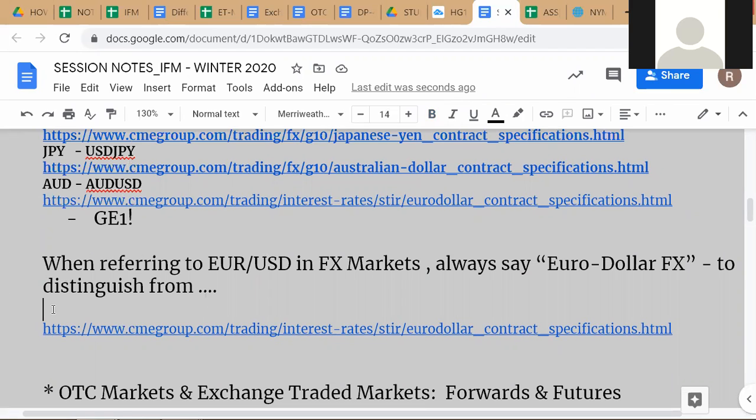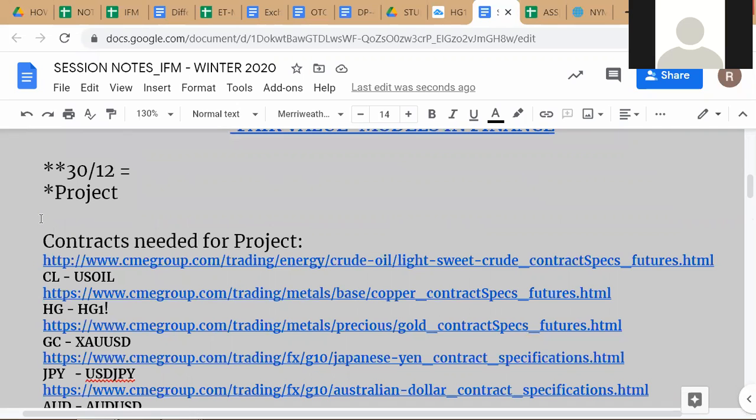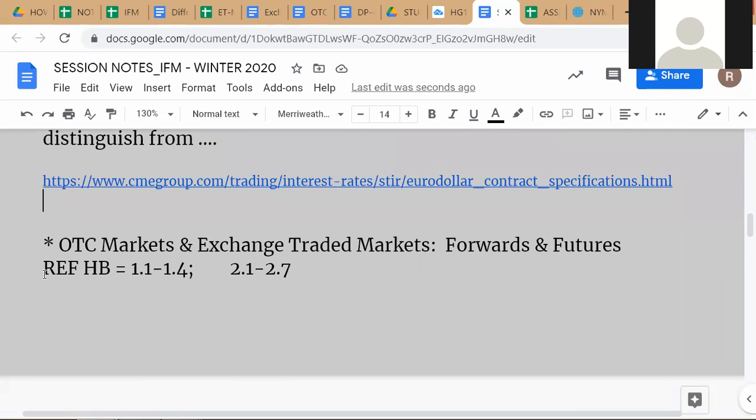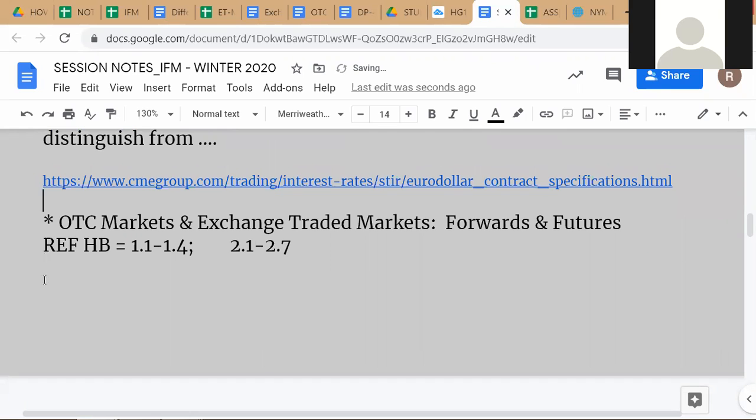So this is the introductory module in terms of your introduction to the project, getting you guys ready, because as usual, we have very little time. Okay, so now let's get into your OTC markets versus exchange. Any questions at this stage as we move in?